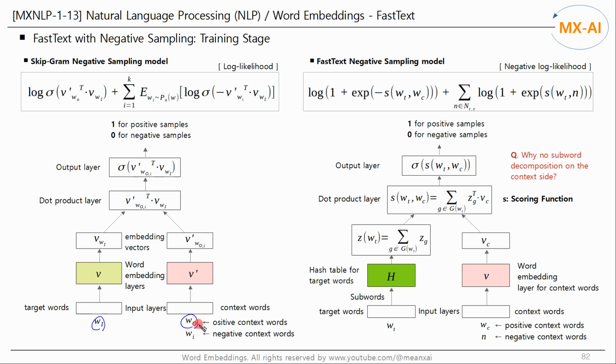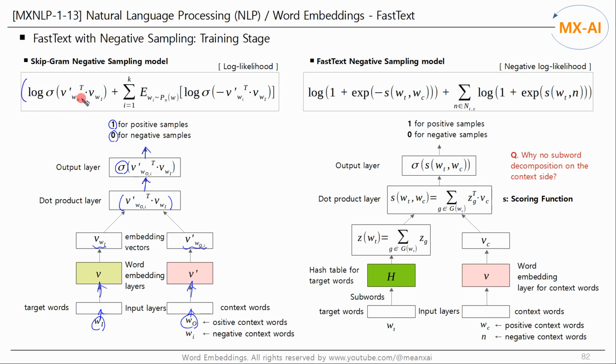A target word and a context word are fed into the input layer as a pair. They pass through embedding layers that generate embedding vectors for the two words. The dot product of the two vectors is then computed. The result is passed through a sigmoid activation function, and the final output is sent to the output layer. The model is trained so that positive pairs produce an output close to 1, while negative pairs produce an output close to 0.